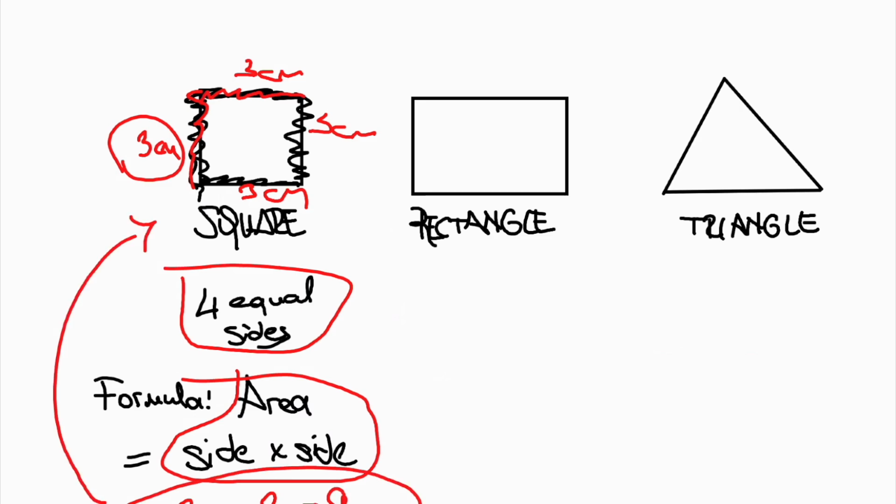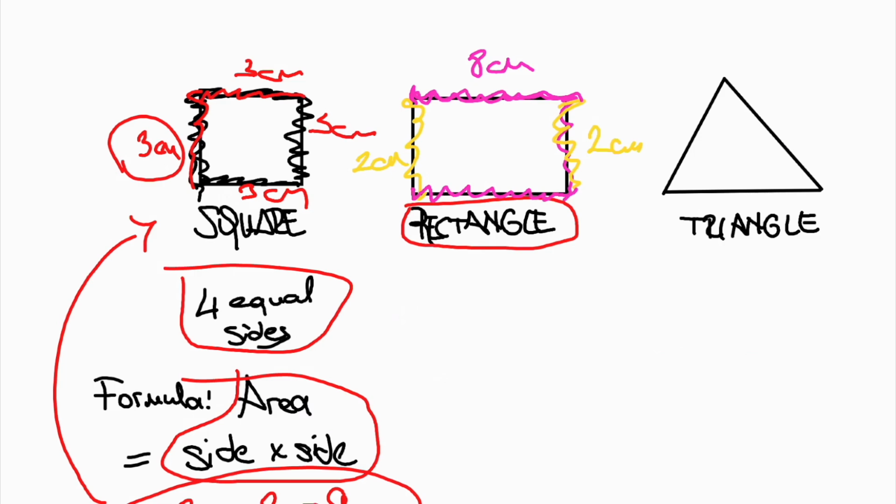And for the rectangle, a rectangle has opposite sides equal. We have a short side here and a long side here, which are different from each other in length. The short sides equal each other. If this length is 2 centimeters, this length will be 2 also. Remember? And if our long length equals 8 centimeters, the other long length will be 8 centimeters too.